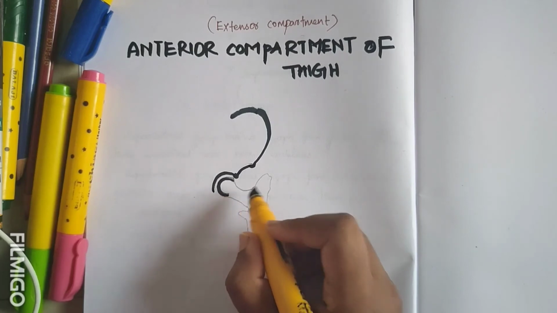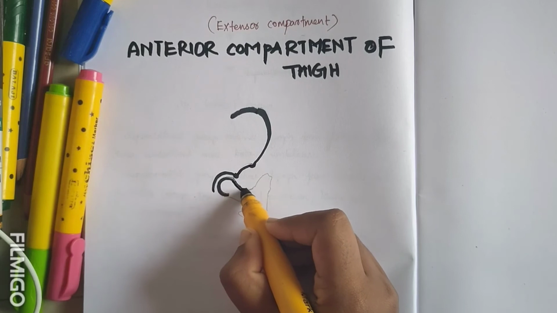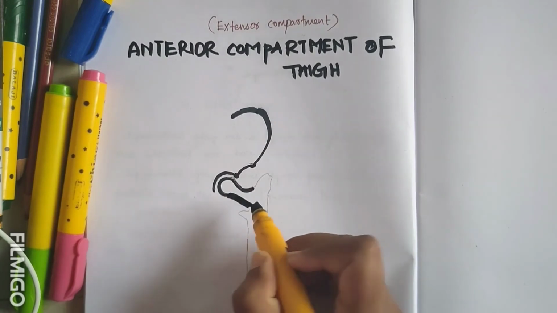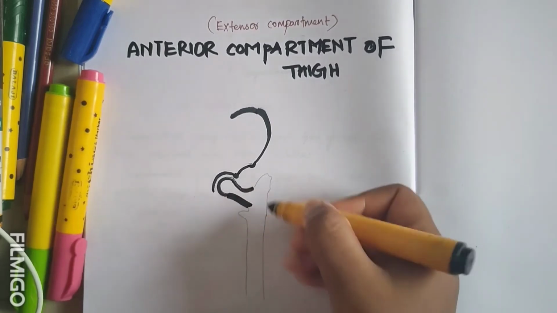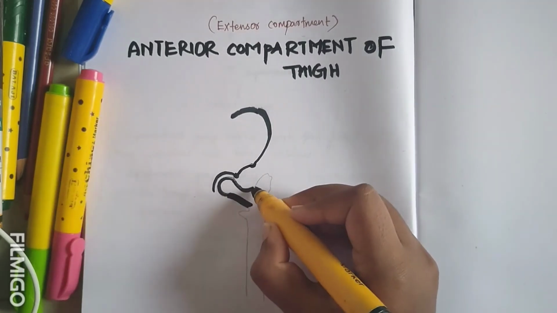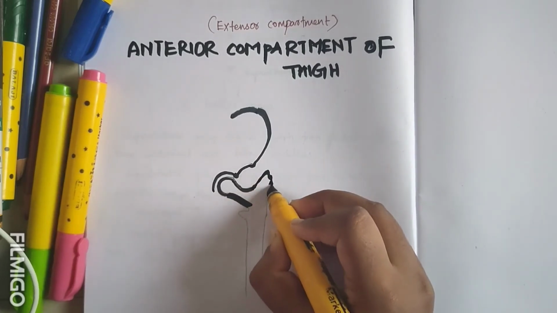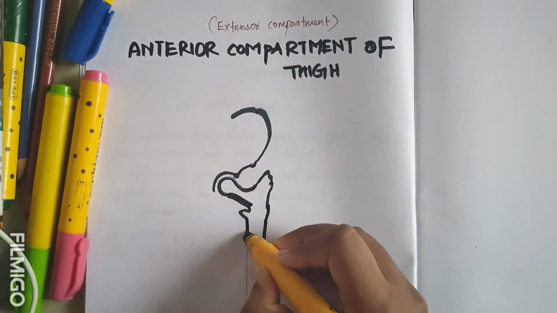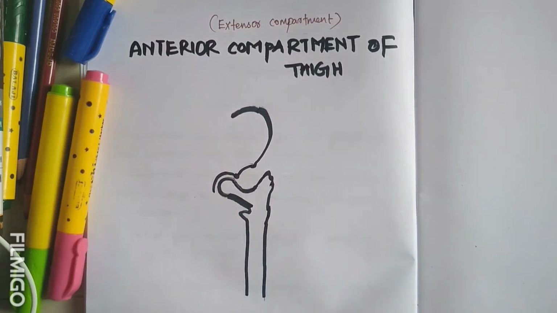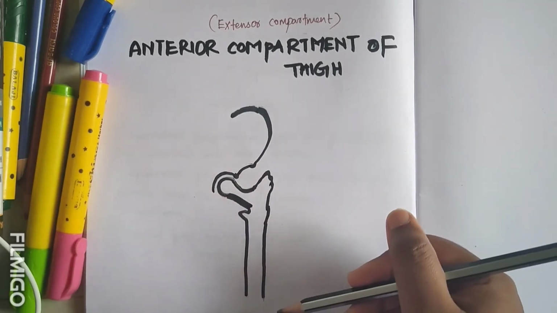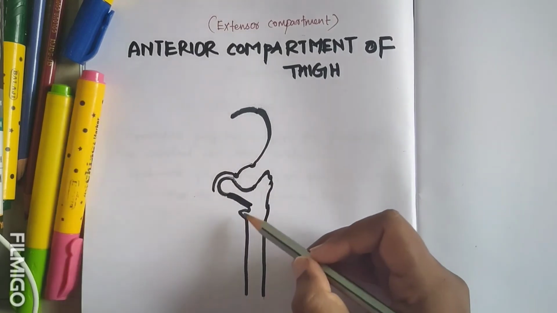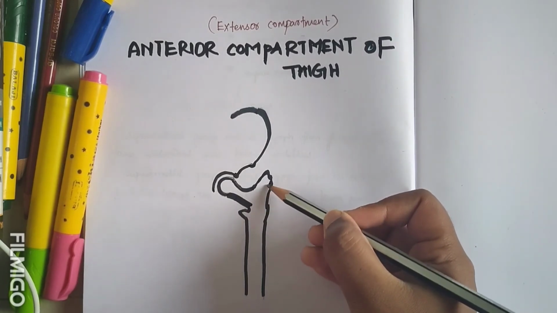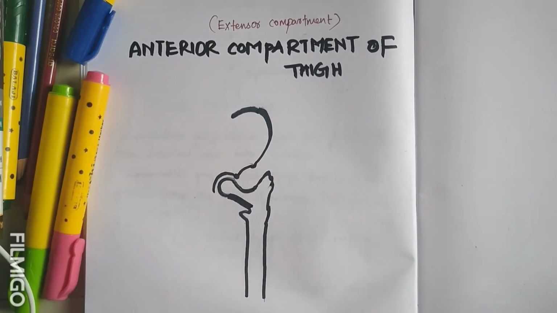In the neck of femur, the upper end is concave and the lower end is an oblique straight line. At the upper end of the shaft of femur we have two trochanters: one is the greater trochanter and the other is the lesser trochanter. This is the shaft. This is the anterior view, and in the anterior view, the greater and lesser trochanters are joined by the intertrochanteric line.